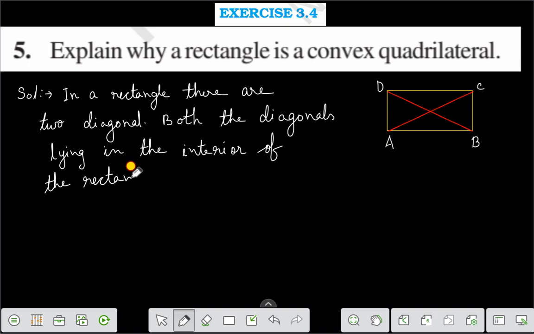Here you see that both AC and BD are in the interior of the rectangle, right? Hence, it is a convex quadrilateral.